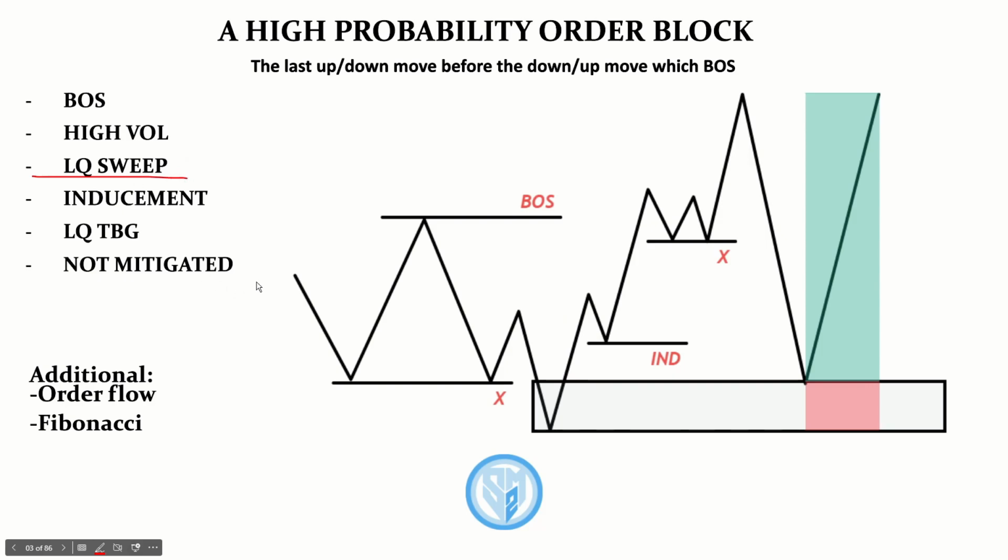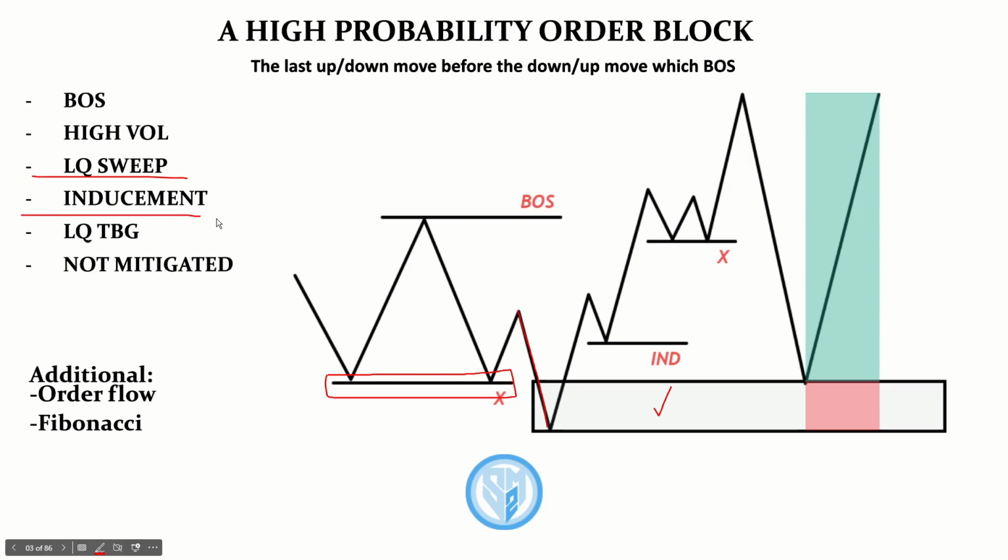Now, liquidity sweep. The zone which you're trying to enter from, out of the many zones that you may be seeing, it's good if the zone has swept liquidity. So you can see with this down move over here, we have swept this previous level of equal lows. This will increase the chance of this zone being more likely to be a successful zone.